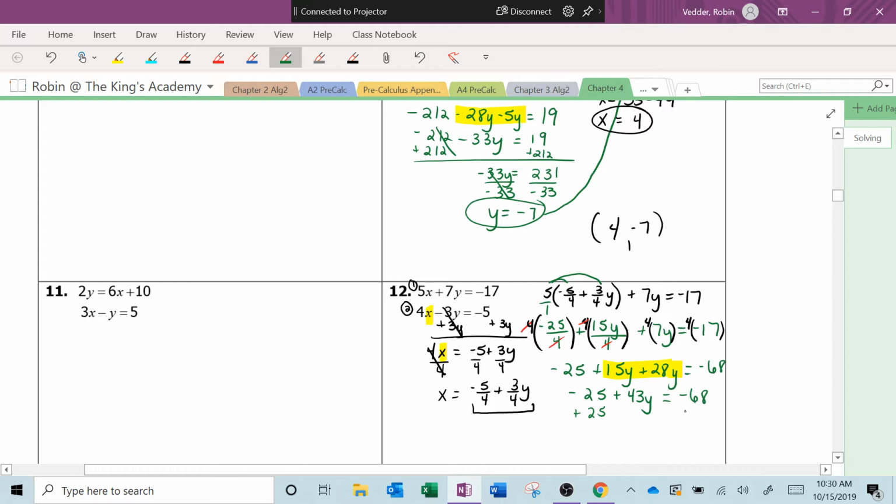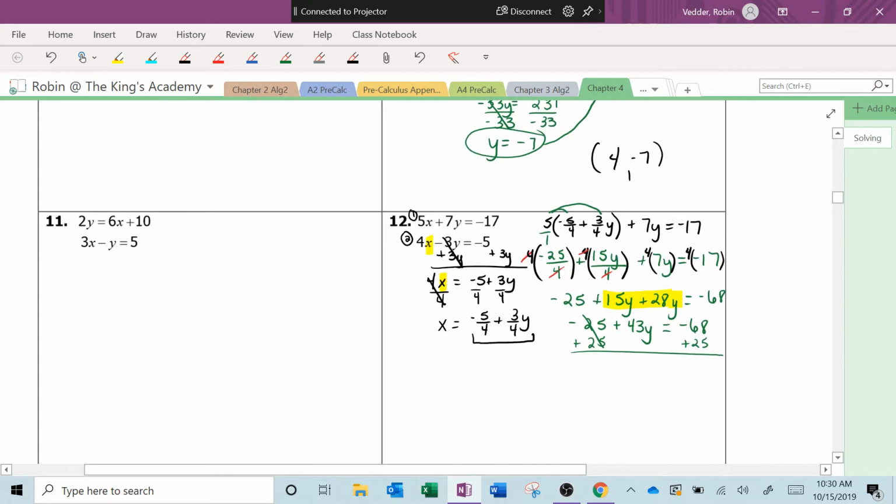Add the 25. So this one you're going to see works out really nicely, even though the numbers were messy in the beginning. When you subtract here, you get -43. And that gives us y equals -1.